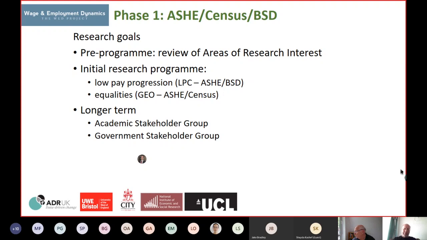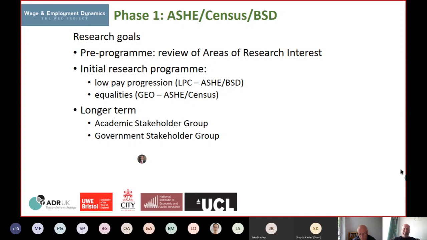We have an initial research program. It's been supported by 2 of the smaller government departments, the Low Pay Commission and the Government Equalities Office, because those 2 departments were quite closely tied to the initial data plans that we wanted. So for the Low Pay Commission, the work that we aim to do with ASH, particularly in building the longitudinal links, is going to be really useful for helping to understand this issue of, are there low pay careers? Are there low paid jobs, then people move on, or is low pay working an absorbing state? How does it matter over the life cycle?